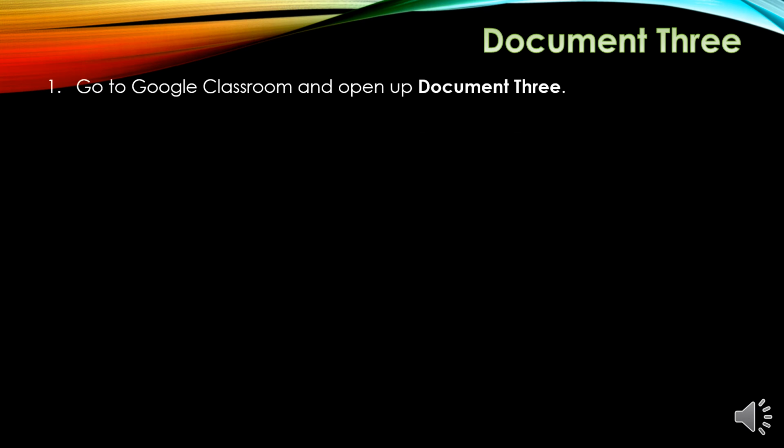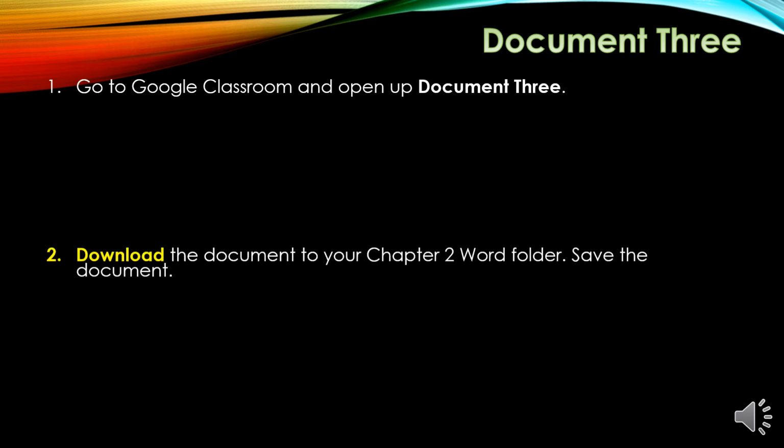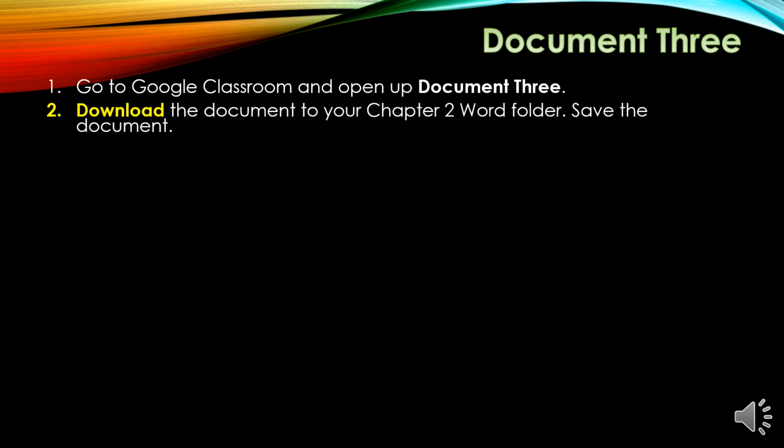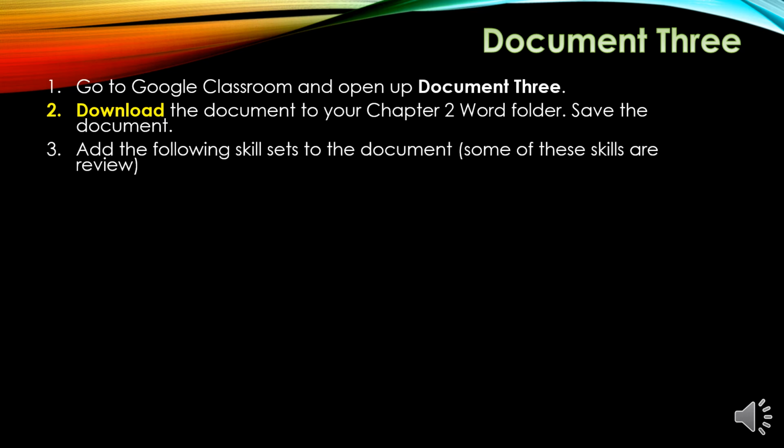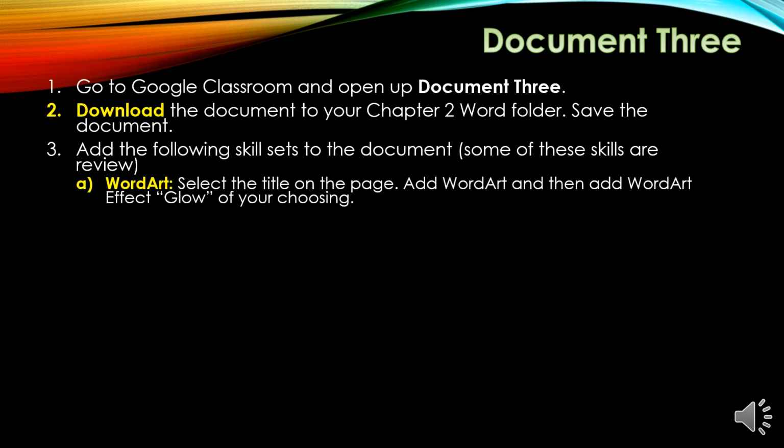Go to Google Classroom and open up Document 3. Download the document to your Chapter 2 Word folder. Save the document. Add the following skill sets to the document. Some of these skill sets are review.